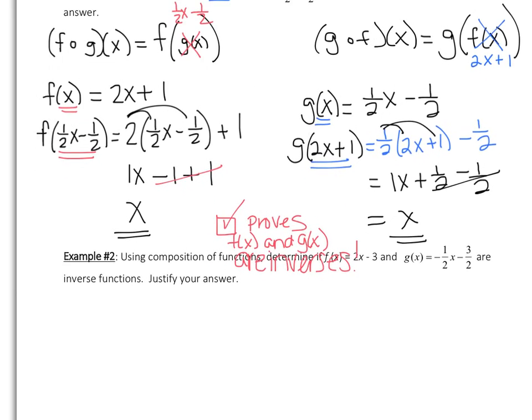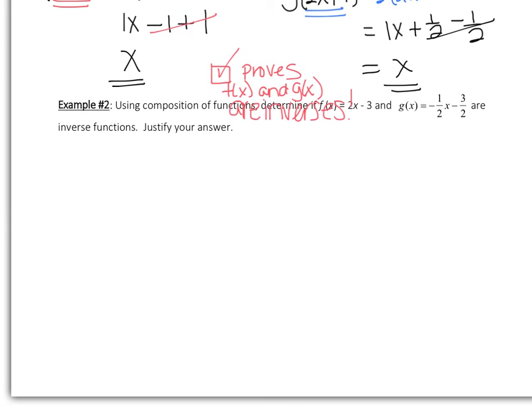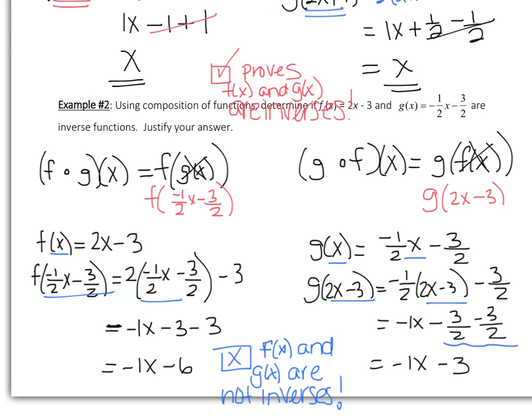Okay, why don't you see if you can try the second one all on your own. Pause the video and hit resume when you're done. Actually try it this time. Okay, this should have been your answer. When you did f of g of x, you should have got this. And when you did g of f of x, you should have got this. Now, after this, you really could have stopped because it doesn't equal x, so it's no good. So no, f and g are not inverses of each other.